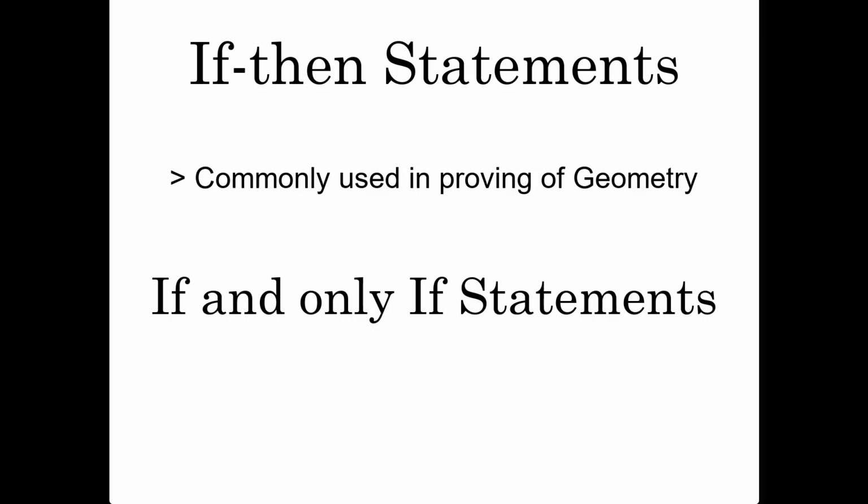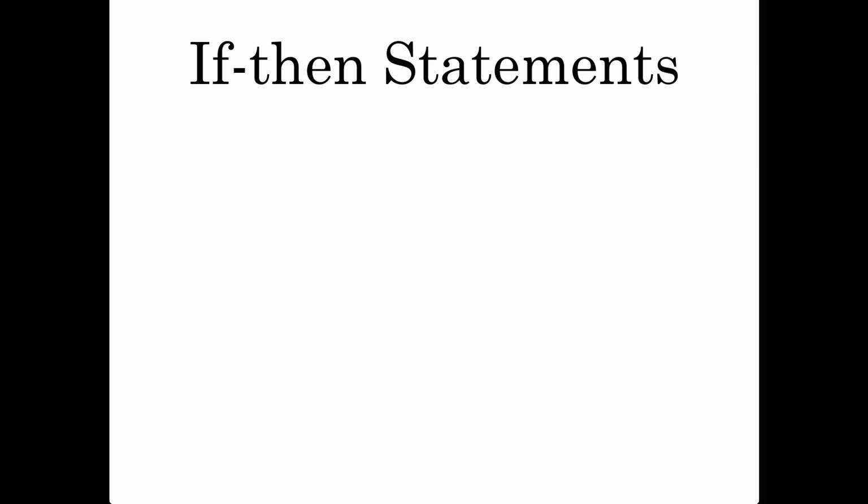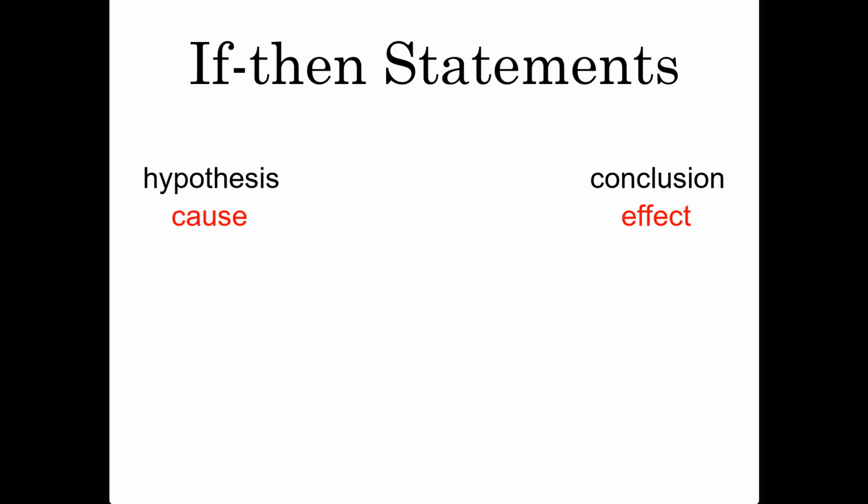If and only if statements, or biconditional statements, are also commonly used. Recall that if a figure has three sides, then it is a triangle. It is also true that if a figure is a triangle, then it has three sides. An if-then statement consists of two parts: the hypothesis, the if part, and the conclusion, the then part. It establishes a cause and effect relationship or a conditional relationship between the two parts. The statement asserts that if a hypothesis is true, then the conclusion is also true. However, it does not necessarily indicate anything about the truth of the hypothesis or the conclusion independently.